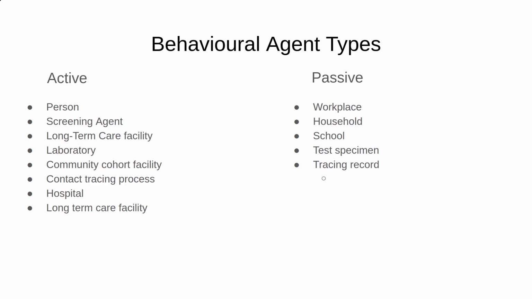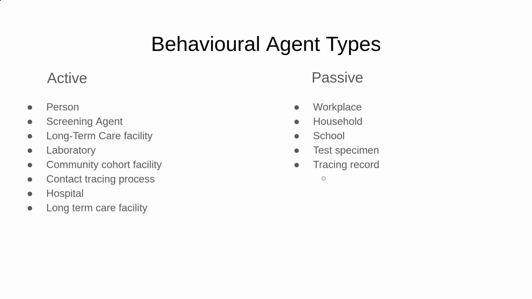There are agents for persons, for those involved in screening and conducting the lab tests associated with processing the results of tests, say, for example, with PCR swabbing. For representation of long-term care facilities as agents, laboratories, community cohort facilities, contact tracing operations, so tracing individuals within their networks to track down who may have spread to them or who may have been infected by them, for characterizing the operation of larger acute care facilities such as hospitals and long-term care facilities.